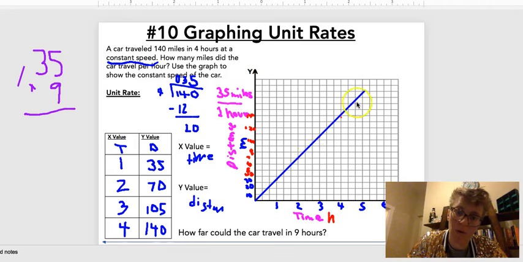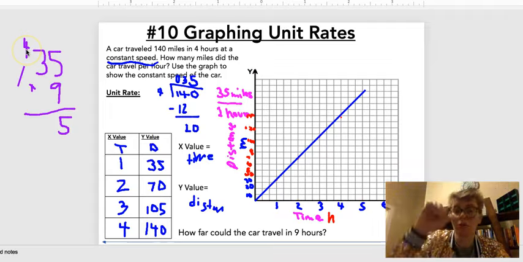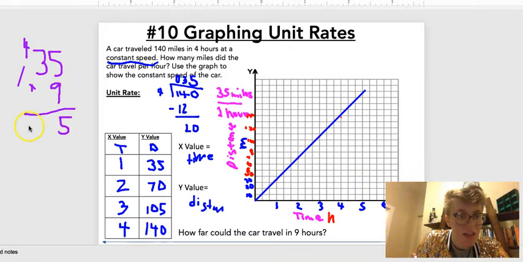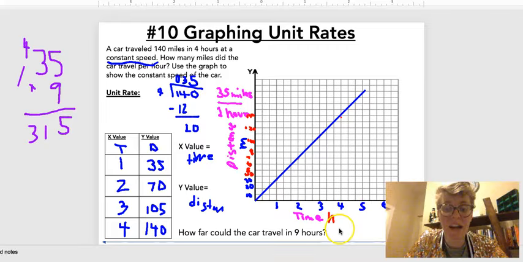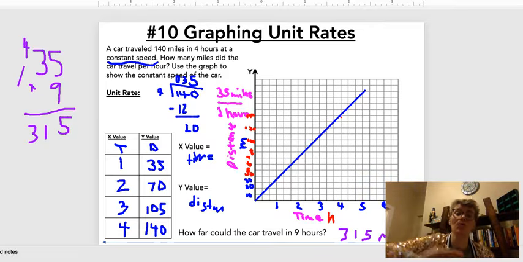I can keep going and going on my list. I would get 5, regroup the 4 tens. 9 times 3 is 27 plus 4, 28, 29, 30, 31. That would be 315. So how far could we travel in 9 hours? We could travel 315 miles.